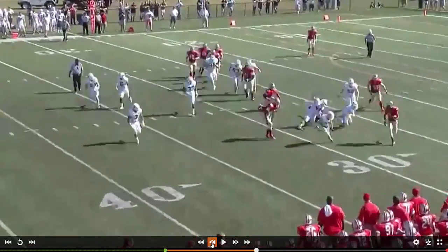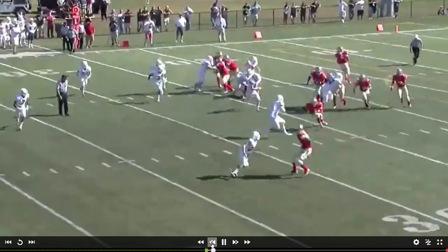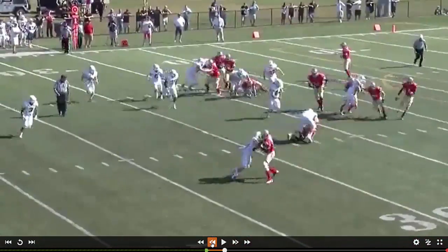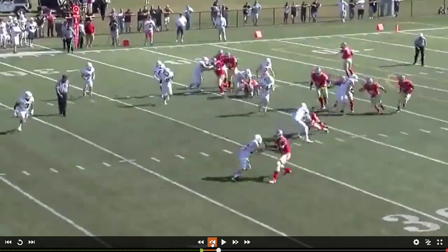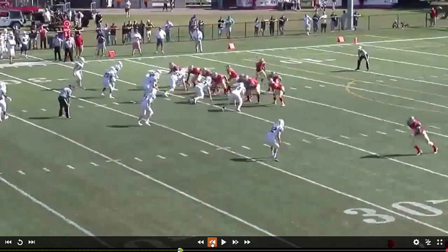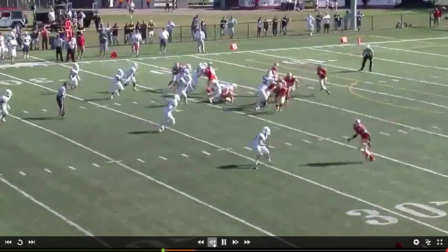He takes the front door instead of the back door. Okay, front door being a bad pursuit angle because the kid just runs outside of him, right here. Okay, if you go over the back door, he can make a play. He's got a better angle, but this running back just beats him to the outside. No problem there.